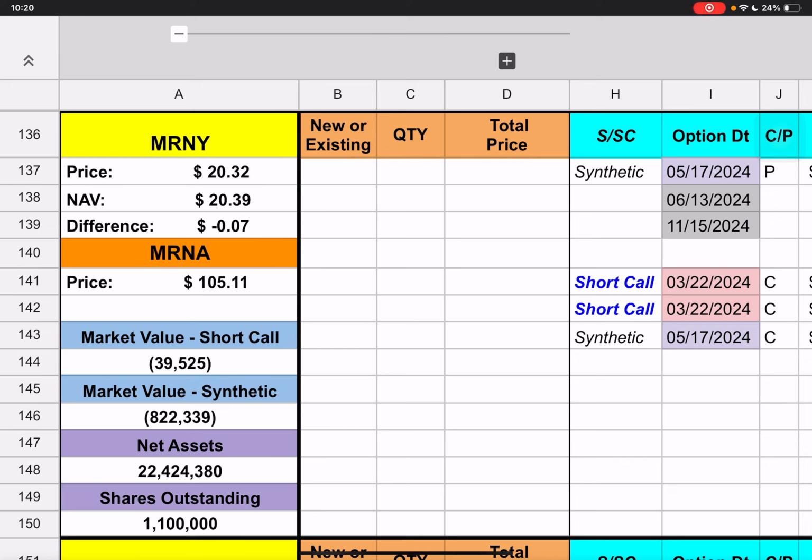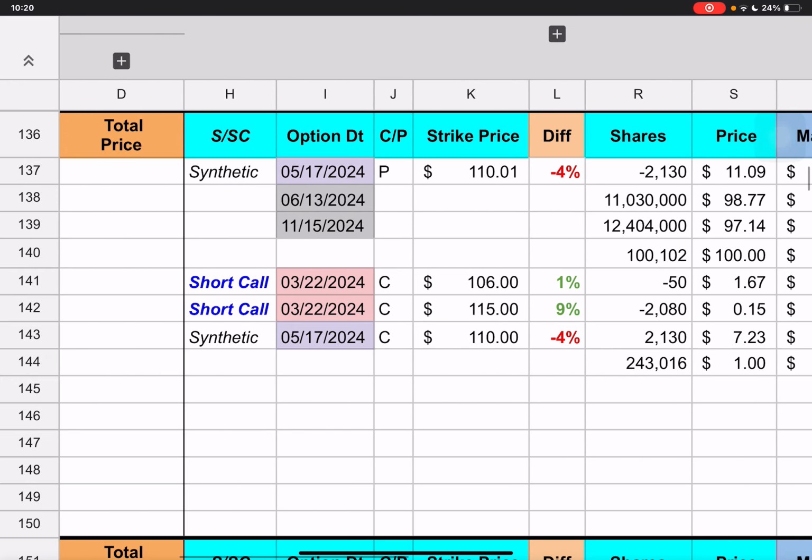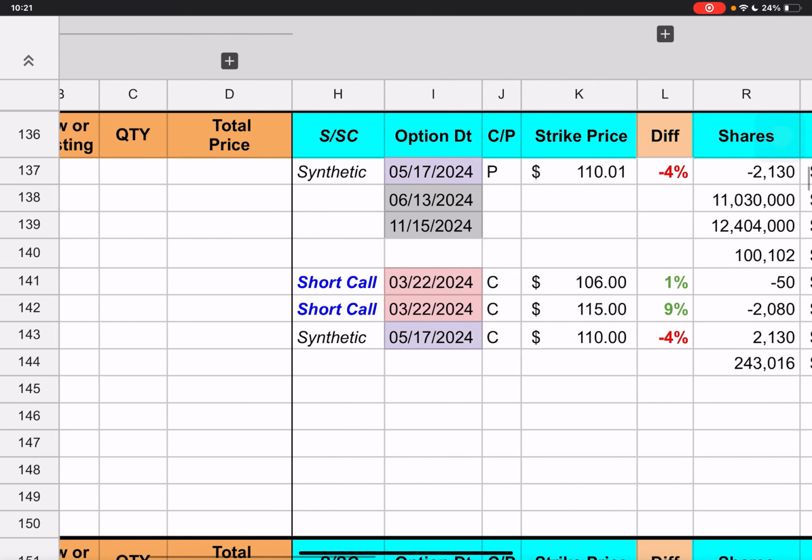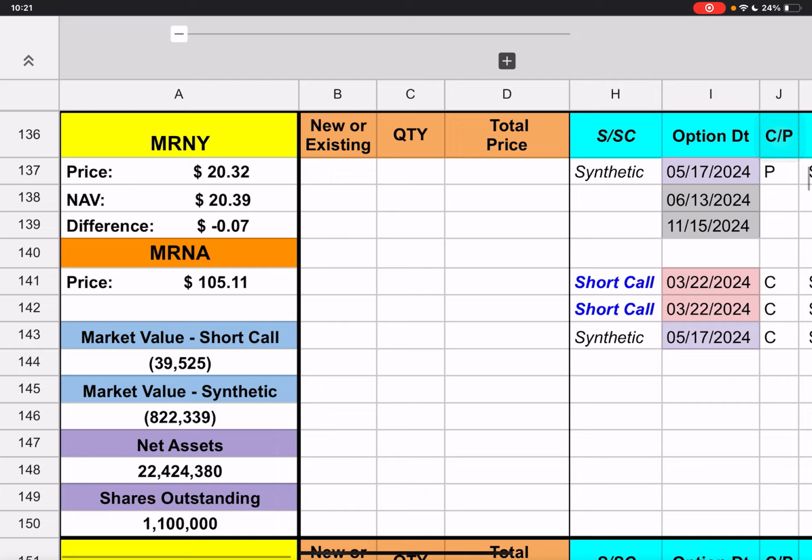And then we have Mirny. We closed at $20.32. Moderna closed at $105.11. We have no trades to go over. They have two short calls expiring Friday with strike prices of $106 and $115, and we are 1% and 9% below those. And then our synthetic expires at 2 months, but we're currently 4% under those with a strike price of $110.